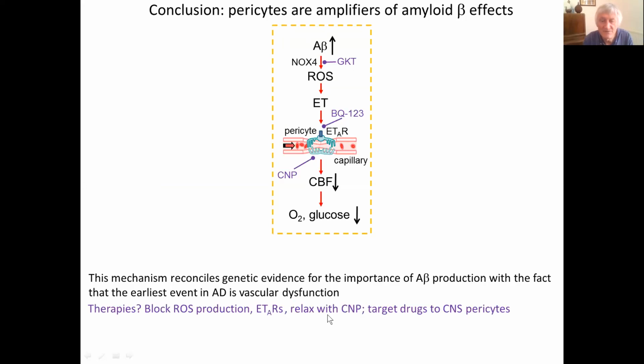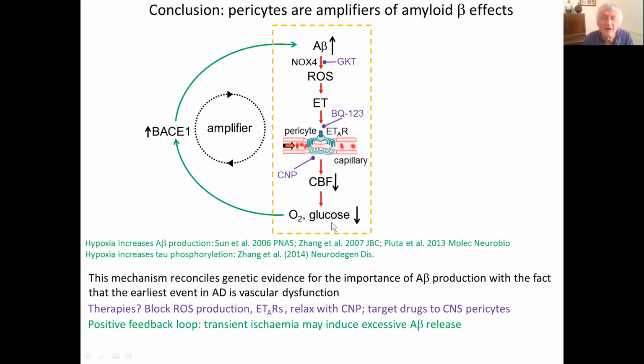I've shown you some mechanisms we could use to block this. Importantly, other people have shown that when energy levels fall, that upregulates the enzyme which makes A-beta. So there's a positive feedback loop here. This implies that if for some other reason you get transient ischemia, you may kick off this positive feedback loop. People who have sleep apnea, for example, or who have repeated blows to the head, boxers, are known to get a decrease of cerebral blood flow, and they're also both known to have an increased chance of getting Alzheimer's disease. And that may be because of this effect on pericytes.